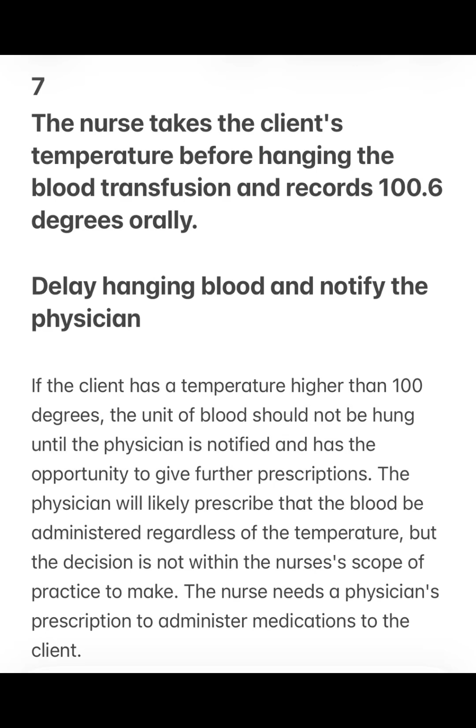Point number 7. If the nurse is about to begin the blood transfusion, but when checking, the oral temperature is 100.6, what is the nurse going to do? The first step is that the nurse is going to delay hanging the blood and notify the physician. That's the first step. It's up to the doctor if he still wants to continue with the blood product or not. But you need to write a progress note that the doctor wants to continue even with a 100.6 oral temperature. So you always delay hanging the blood product and notify the physician when you find something new.